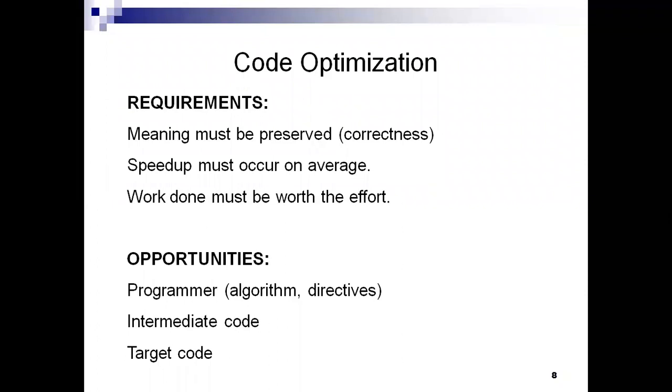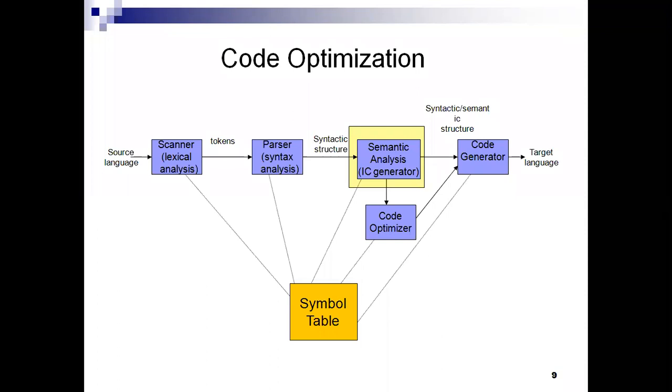These requirements are nothing but on resources, right? What opportunities do you have to get the correct meaning and to increase the speed? You need an algorithm, or an intermediate code, or a target code like that. That means the programmer writes a program by the algorithm or by the directives. I am choosing the opportunity there itself.